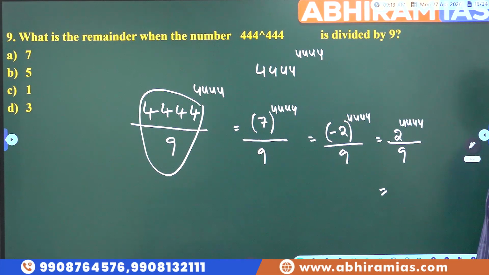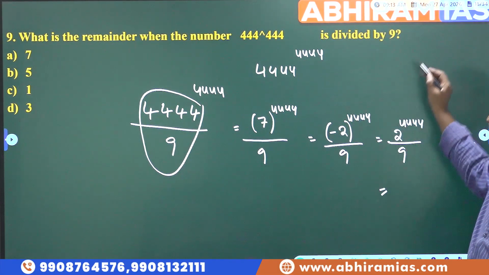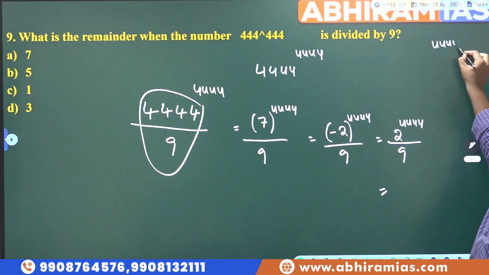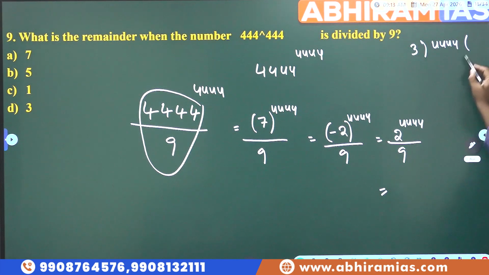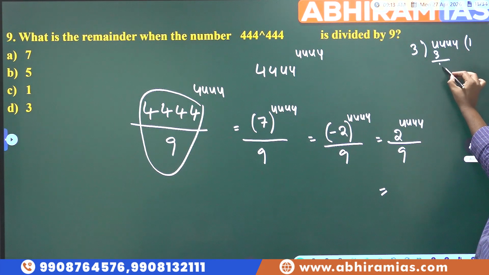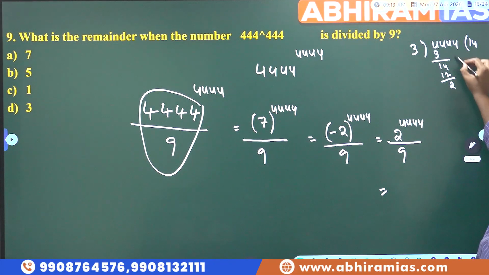My requirement is 3, but I have 4 fours there. 3 ones are 3, I will be left with 14. 3 fours are 12, I will be left with 2. Another 4 comes, 8s are 24, 0 and another 4 remains. 1 times is 3. So I will be left with 1.